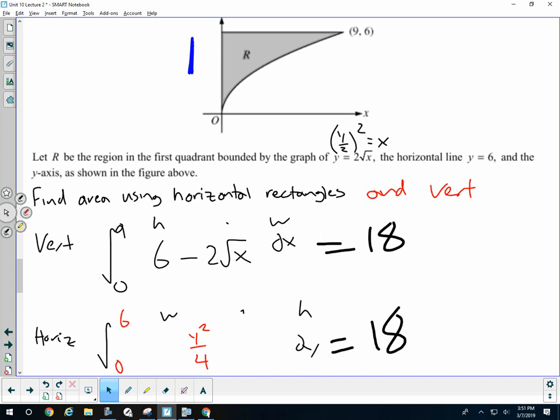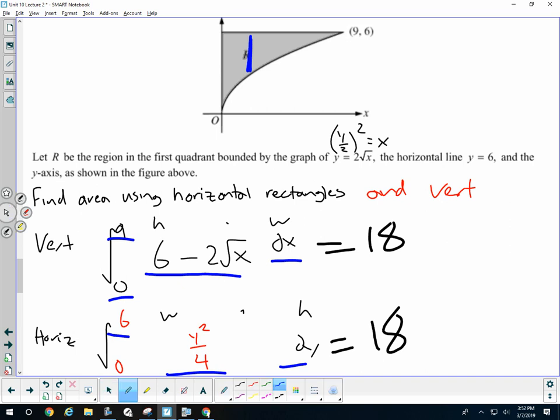Some keys to remember. X's, dx, x's, x's. Y's, dy, y, y. Your variables have to agree with each other so that we have what we need. Another key is to draw the rectangle or use your pencil, some sort of device where you can see, okay, I'm starting from here, that's x equals 0. I'm going to here, that's x equals 9.